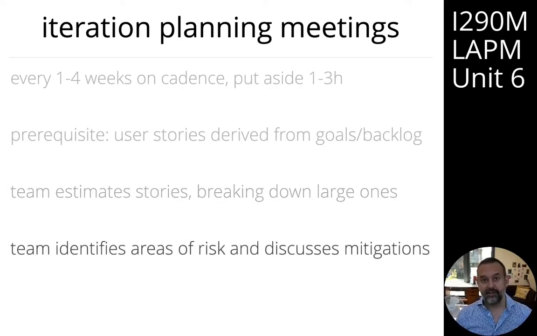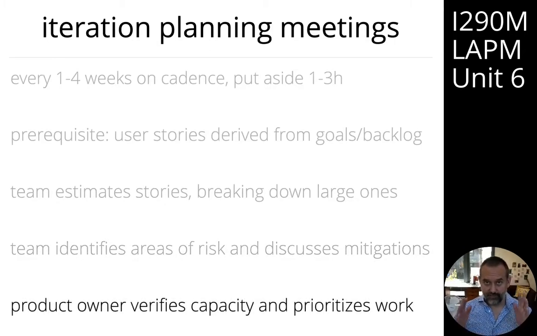You'll also identify areas of risk and what you're going to do to mitigate these risks. And then at the end of the meeting, you'll look at the available capacity and plan which stories you're actually going to schedule for the next iteration based on the available capacity and the priorities that you've assigned to that work.